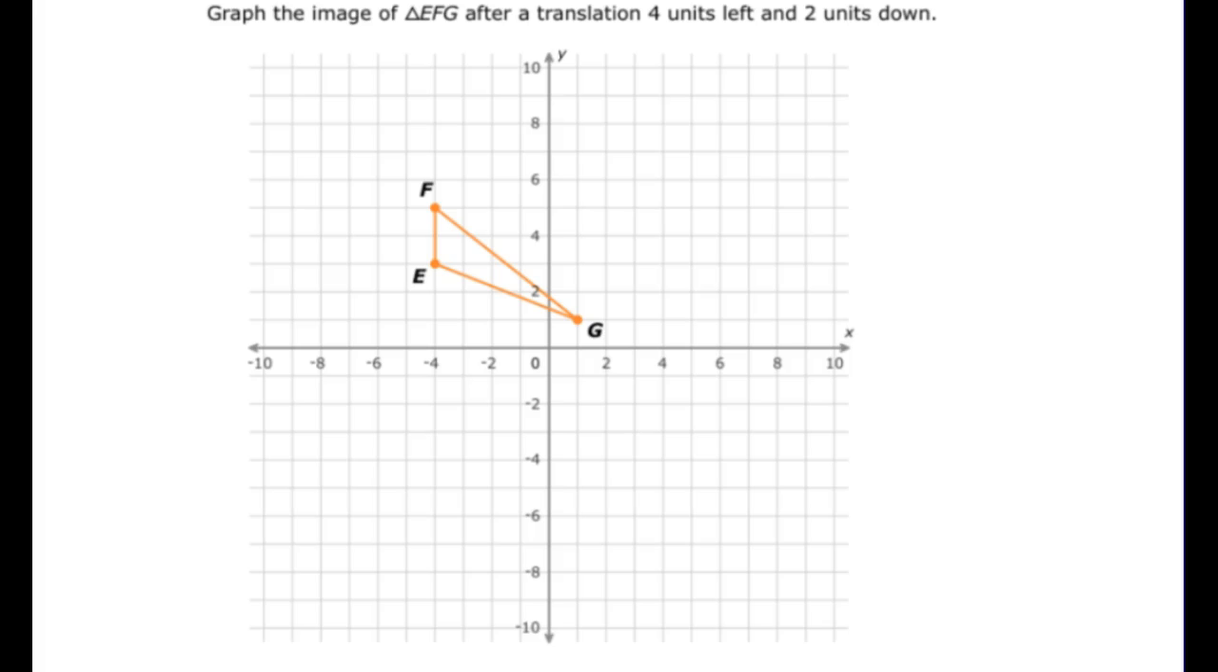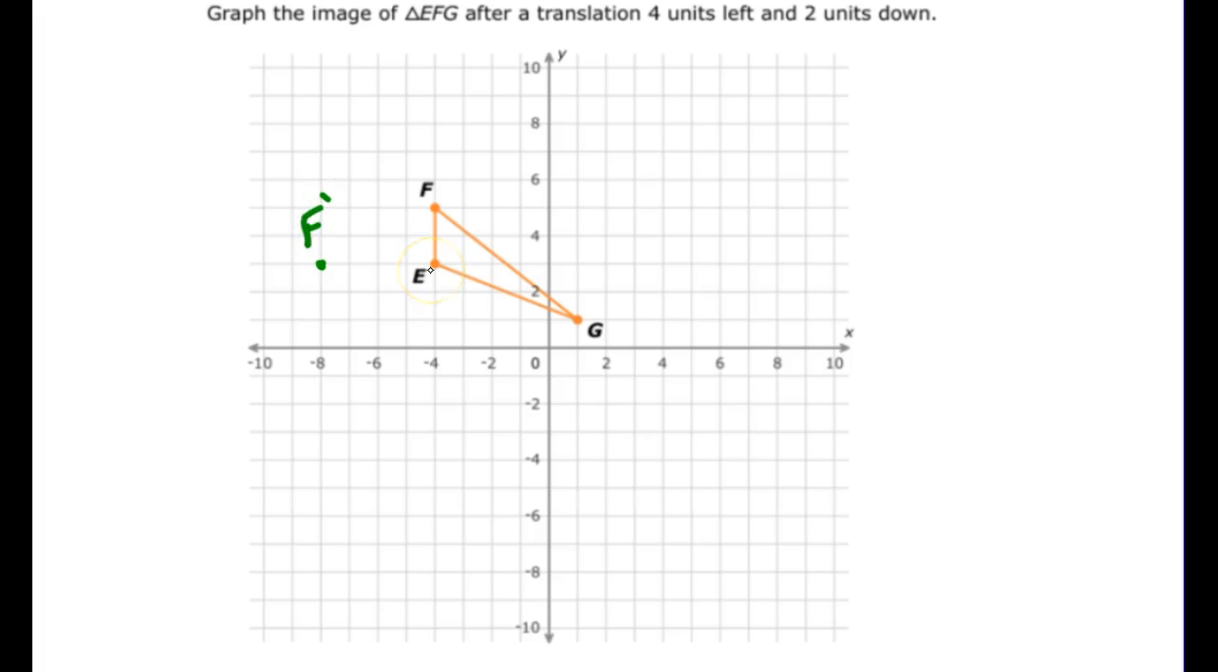In this first example, we want to graph the image of triangle EFG after a translation 4 units left and 2 units down. So we're just going to take each of these vertices and shift them the number of units it says to the left and down. So if we start with point F, we go 4 units to the left, 1, 2, 3, 4, and 2 units down. That new point is going to be F prime.